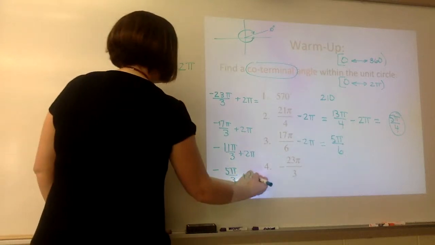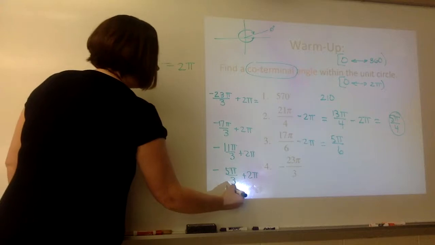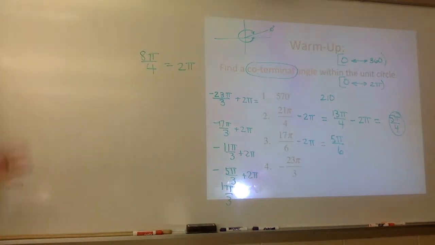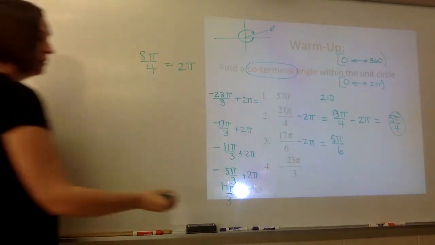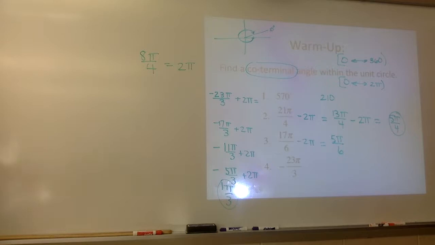So I'm going to add another 2 pi. What do I get? 1 pi over 3. That would be between 0 and 2 pi, so that would be the answer, pi over 3. All right, last chance. Any questions on doing the mental math to get there? How did I? Why did I?